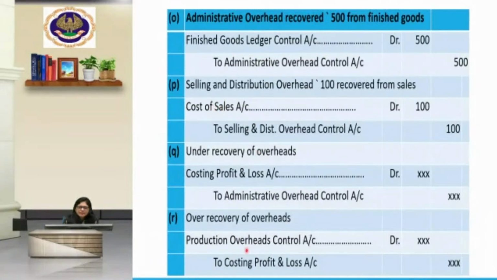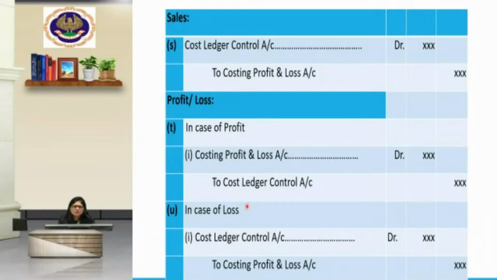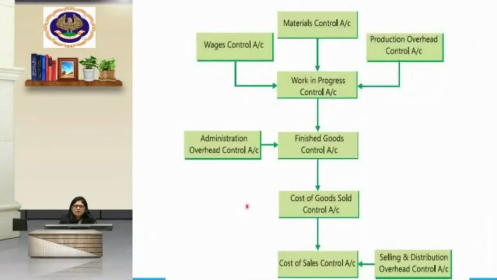Clear? Under and over recovery we'll do once we do the question. Any under or over recovery can be transferred to profit or loss account, or we can leave a balance carried down. Clear? So this is a cost ledger control account. We are transferring the sales from cost ledger to costing profit or loss account, and then profit or loss again will be transferred back to cost ledger control account. Clear? So this is the process you can see. Material, wages.